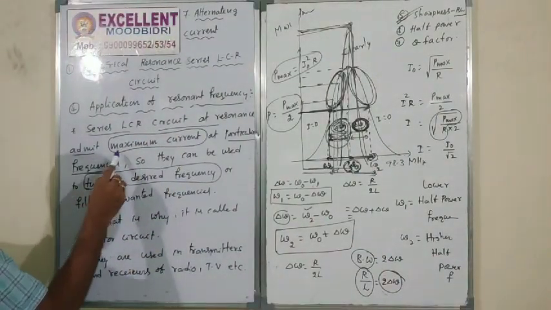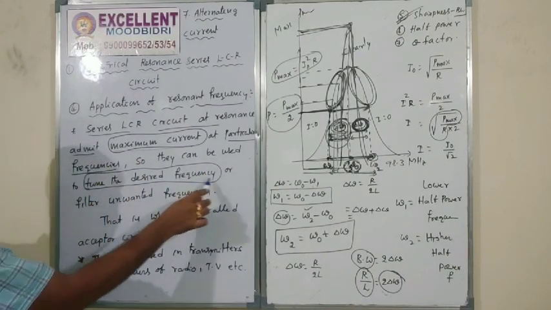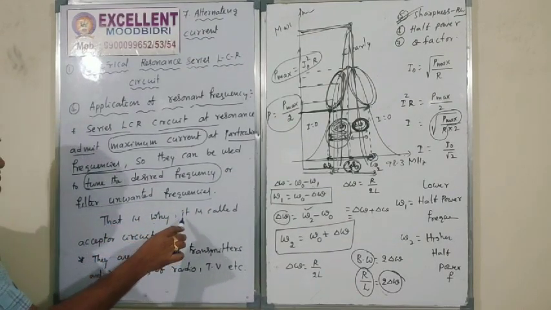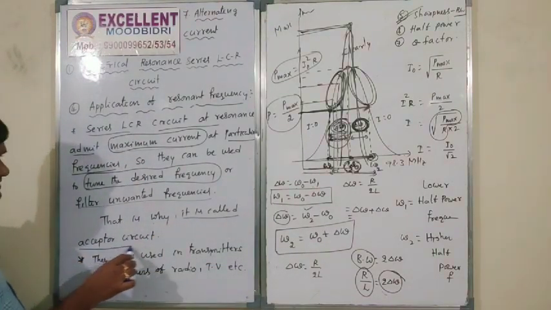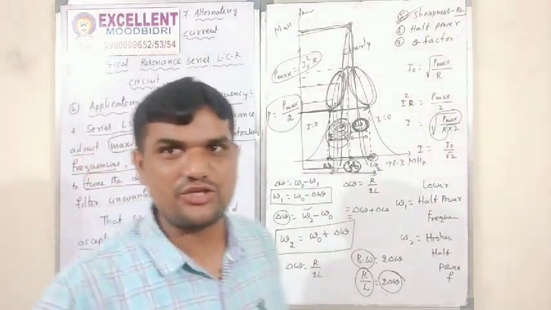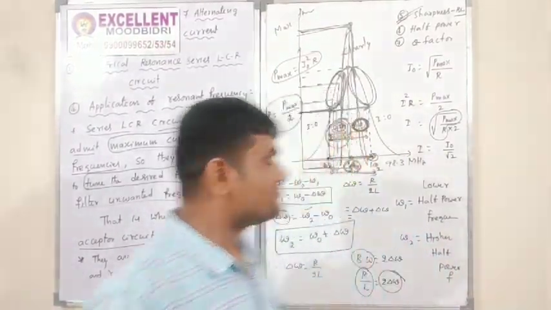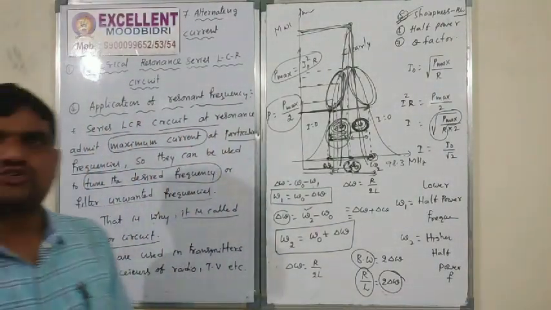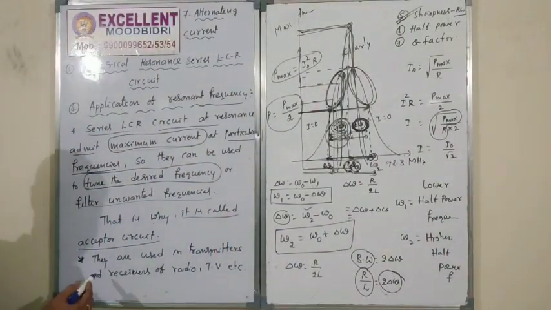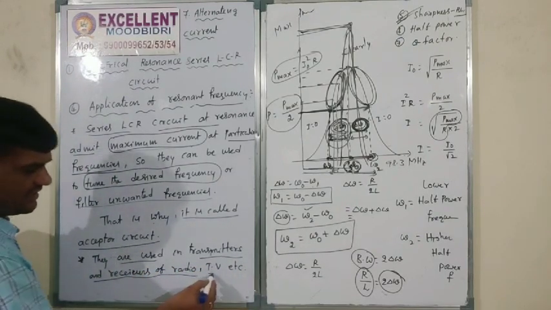See that again one more time. At the maximum current, at a particular frequency, they can use it to tune the desired frequency or filter the unwanted frequencies. That is why it is called the acceptor circuit, the LCR circuit. When XC is equal to XL, at that time we say it is the acceptor circuit, right?